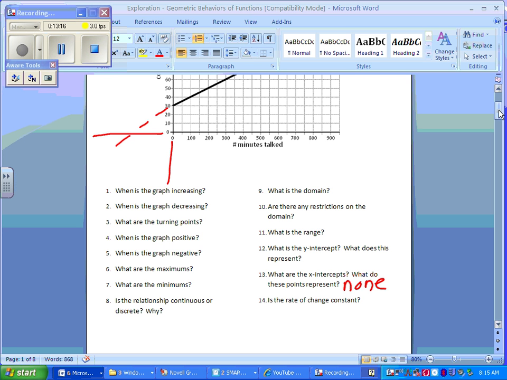And the last one's an easy one. Is the rate of change constant? Yes. How do you know? Because it's just going in a straight line. Right, and it's yes.